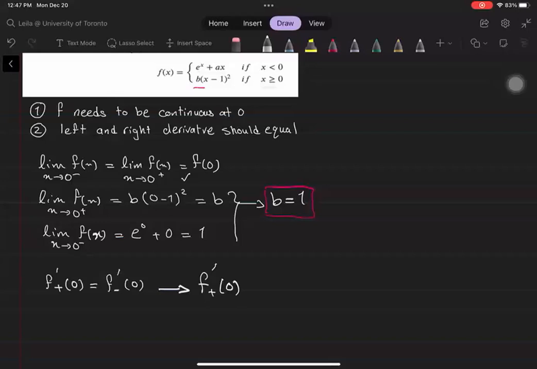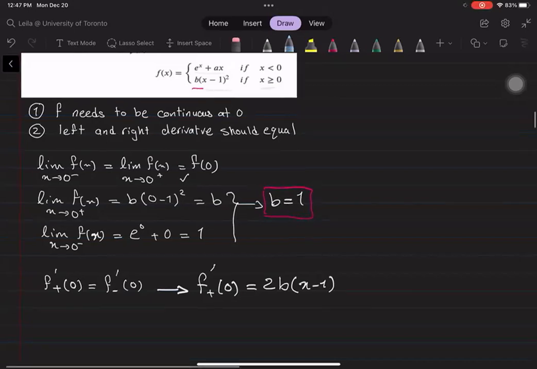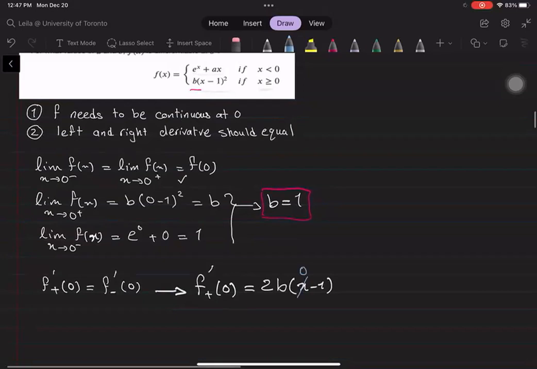So, this one's the second equation here. So you have, this is going to be 2b x minus 1. But we have 0, so this is just 2b, and here we found that b is 1, so just 2. Then here we have 0.